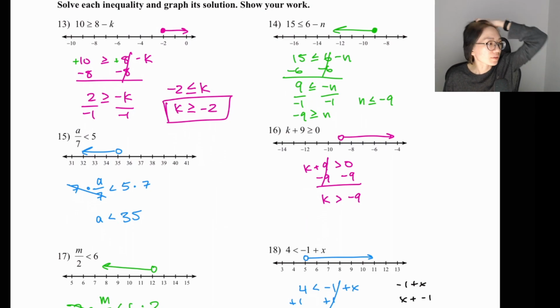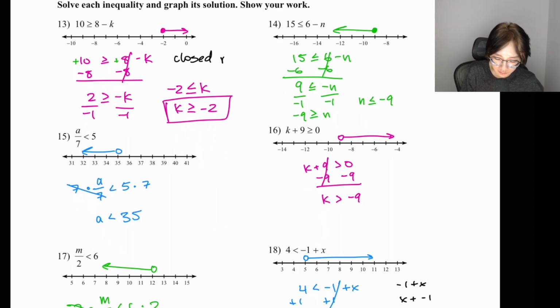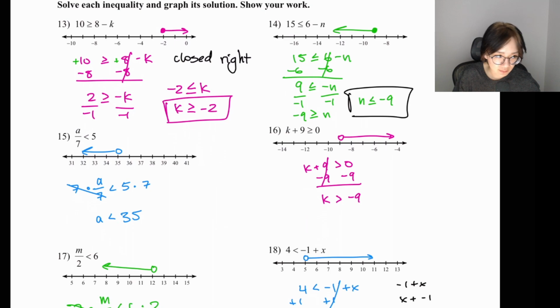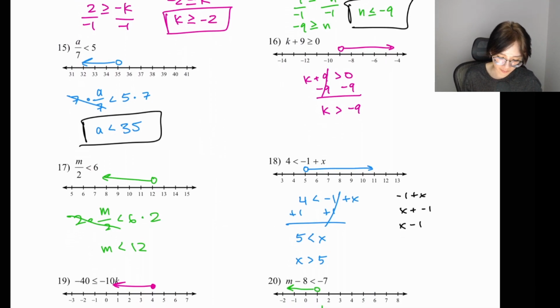13. k is greater than or equal to negative 12. The number line is closed right. 14. n is less than or equal to negative 9, and the line starts at negative 9, closed left. 15. a is less than 35. I never boxed any of these, that's my bad. The number line starts at 35 and it is an open left.